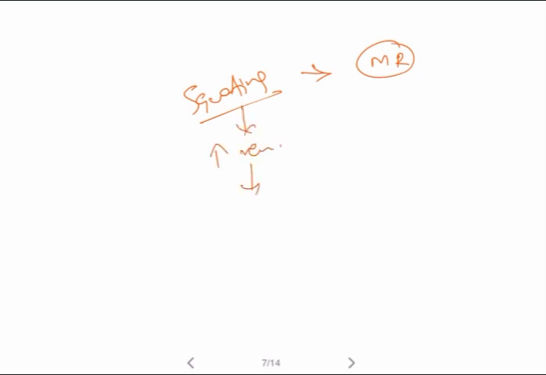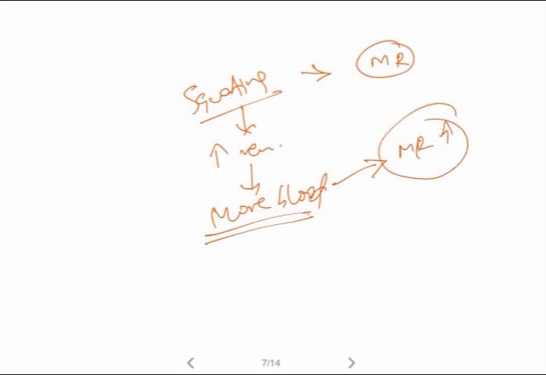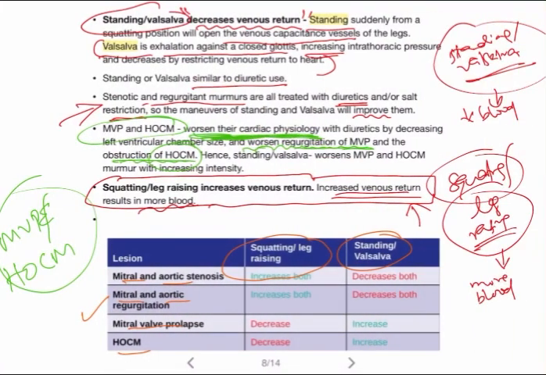For example, suppose squatting: what does it cause for mitral regurgitation? Squatting will cause increased venous return. This causes more blood. My capsule is: more blood increases all murmurs except HOCM, which means the MR murmur will increase in intensity, which means it worsens. So squatting increases venous return, causing more blood in the chamber, causing MR intensity to increase, that is, MR is worsened. Here you can see mitral and aortic stenosis increase, and mitral and aortic regurgitation increase. So likewise you can make whatever it is.